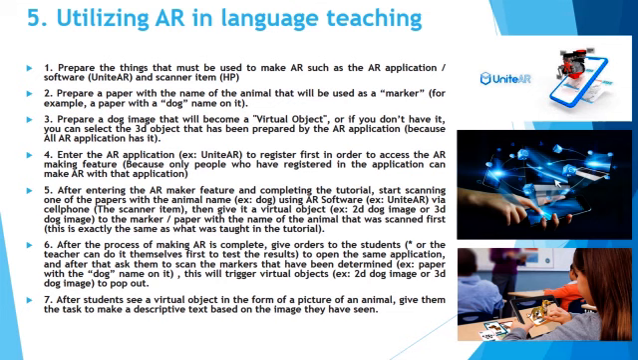And this will trigger virtual objects, for example a 2D dog image or 3D dog image to pop out. And the last, after students see a virtual object in the form of a picture of an animal, give them the text to make a descriptive text based on the image that they have seen.